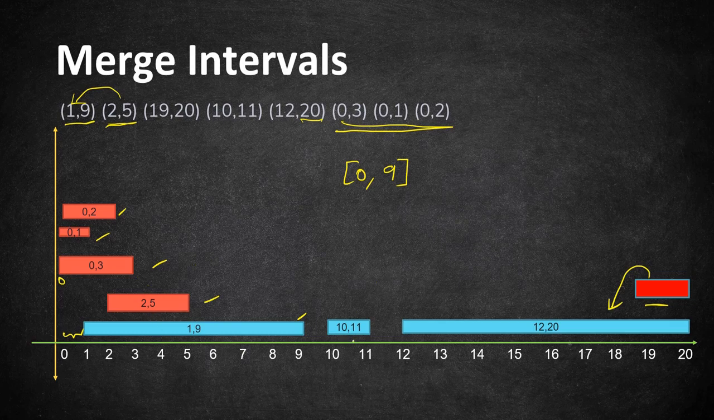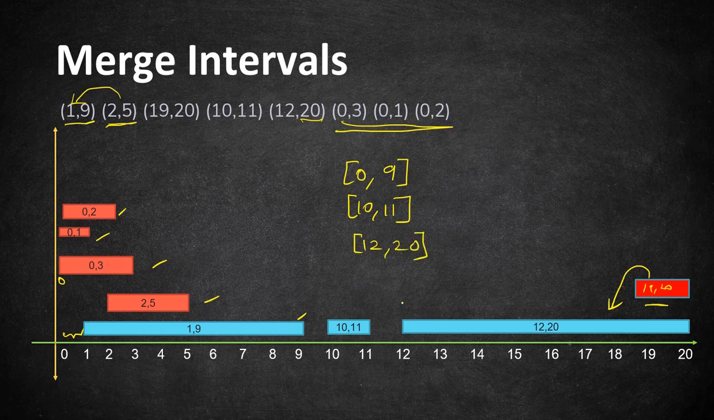The next one is 10, 11. There is no overlap, so the 10, 11 interval is going to be added directly to the output. Finally, 12, 20 and 19, 20 are there. 19, 20 has been overwritten by 12, 20, so the final one we have to add is 12, 20. So yes, these are going to be our output.